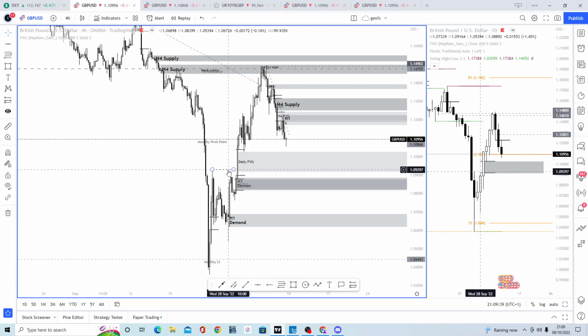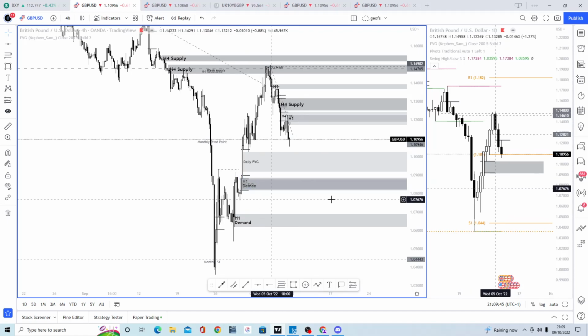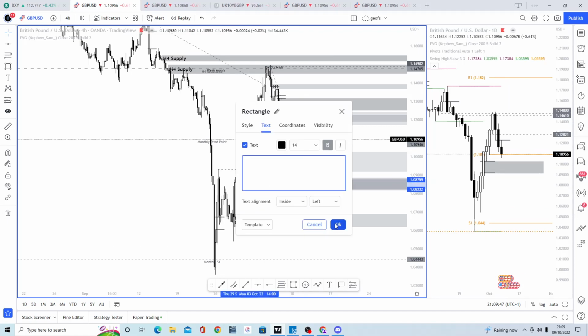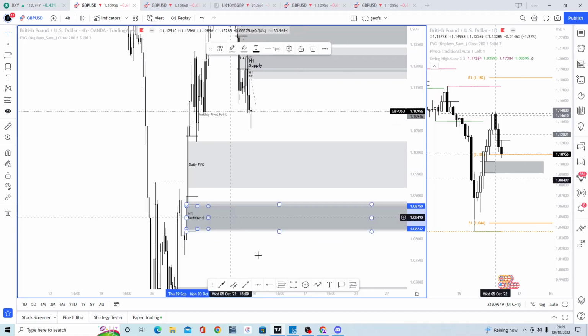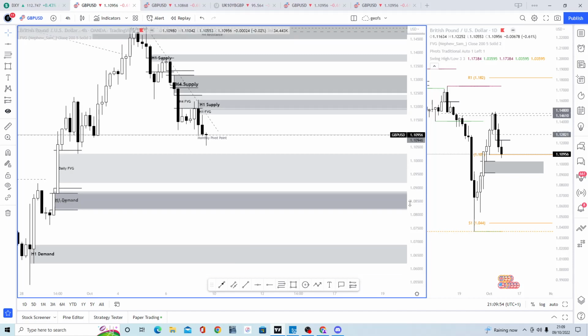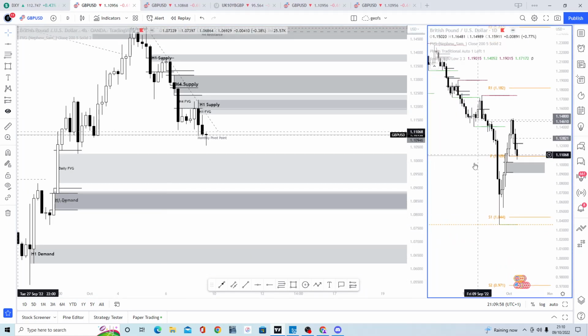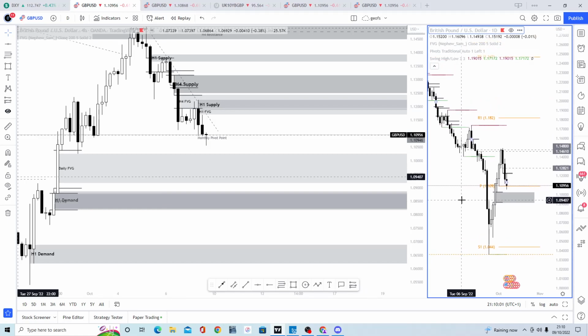I'm not gonna mark that up. It looks like resistance that's been broken that might be retested, but let's just see what's going on here. That's not spelled right. No, it's fine. Okay, I think we're all good.